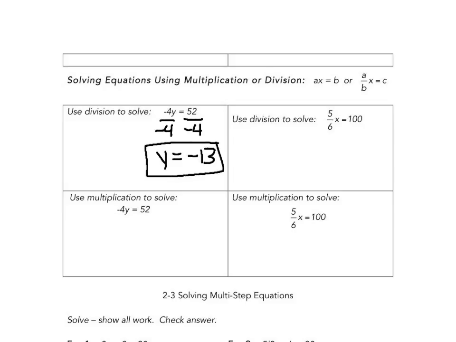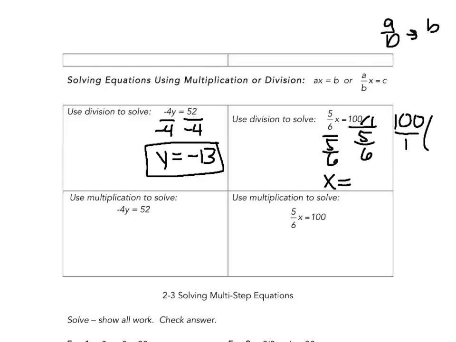On the right side of that, if you have a fraction, I can still divide both sides by 5/6. 5/6 divided by 5/6 is 1, so you're left with 1x. Now here, if I'm dividing by a fraction, I need to actually do something called multiplying by the reciprocal, which is introduced in the bottom part of this table. So I'm going to multiply this 100 over 1 by the reciprocal, which is the flip. If I have A over B, the reciprocal is B over A.